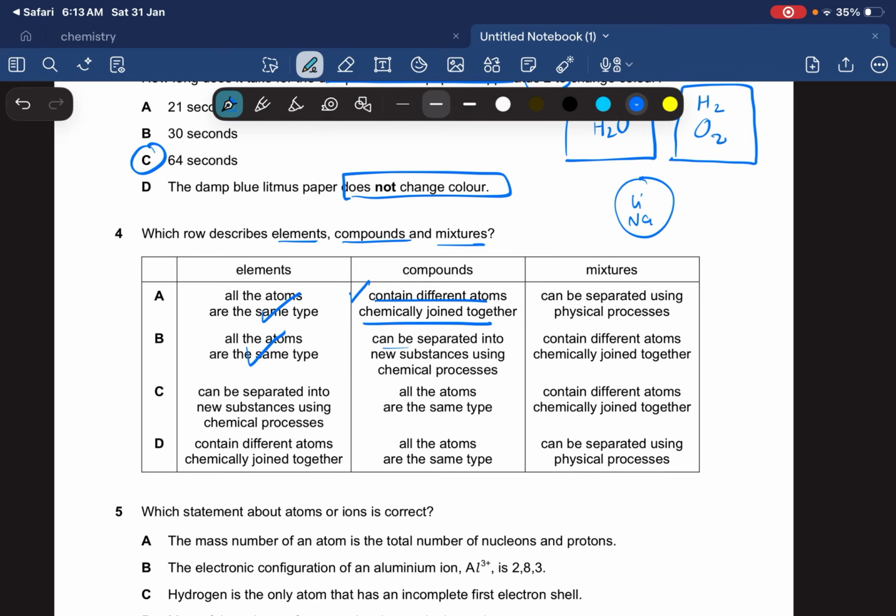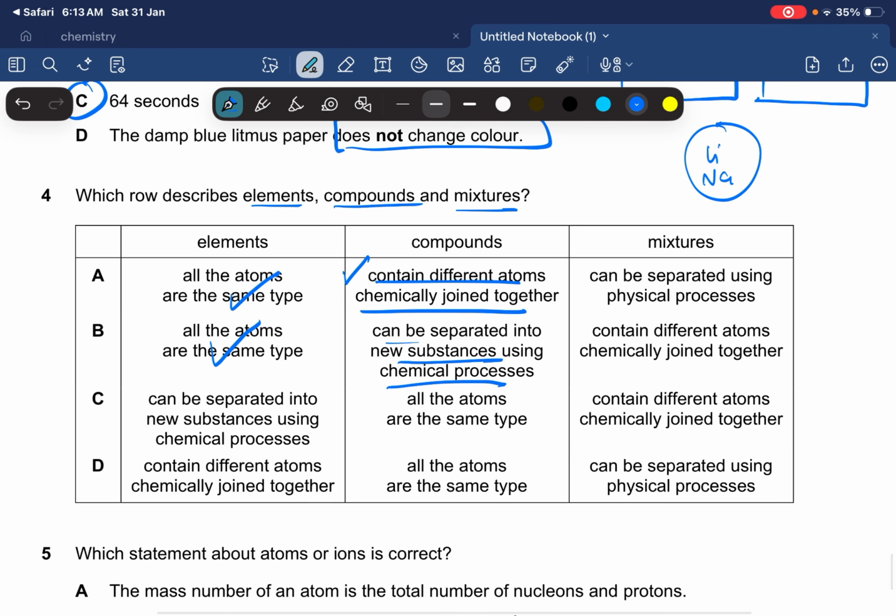This one is correct. Can be separated into new substances using chemical processes? Yeah, that's correct. You can use chemical processes like electrolysis, like thermal decomposition, and you can separate them. Can be separated using physical processes. That's correct. Mixtures can easily be separated using physical processes. For example, if you have a salt solution and you got to separate out the salt and water, what are you going to do? You're going to do a physical process that's called evaporation, boiling. Contain different atoms chemically joined together. In mixtures, there's no chemical bonding involved. So option A has got to be correct.